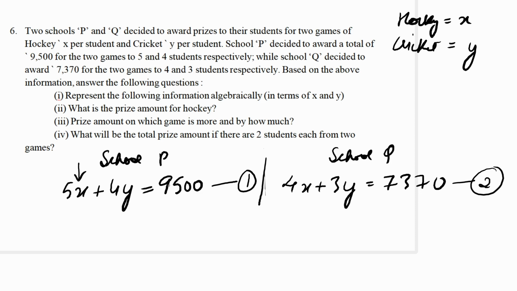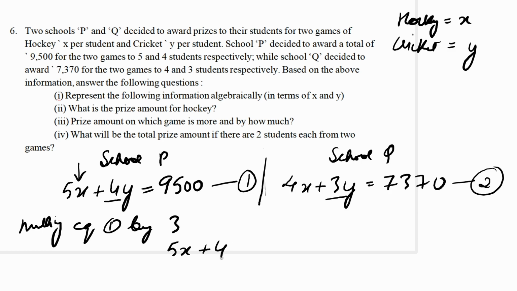Now how will we solve? We will solve them again by the elimination method. We will make the coefficients of X the same, or we can make the coefficients of Y the same. Because we want to find X, we will make the coefficients of Y the same. So we will make this 4 into 12 and this 3 into 12. So we will multiply equation 1 by 3 and equation 2 by 4. So multiplying equation 1 by 3, what will become?